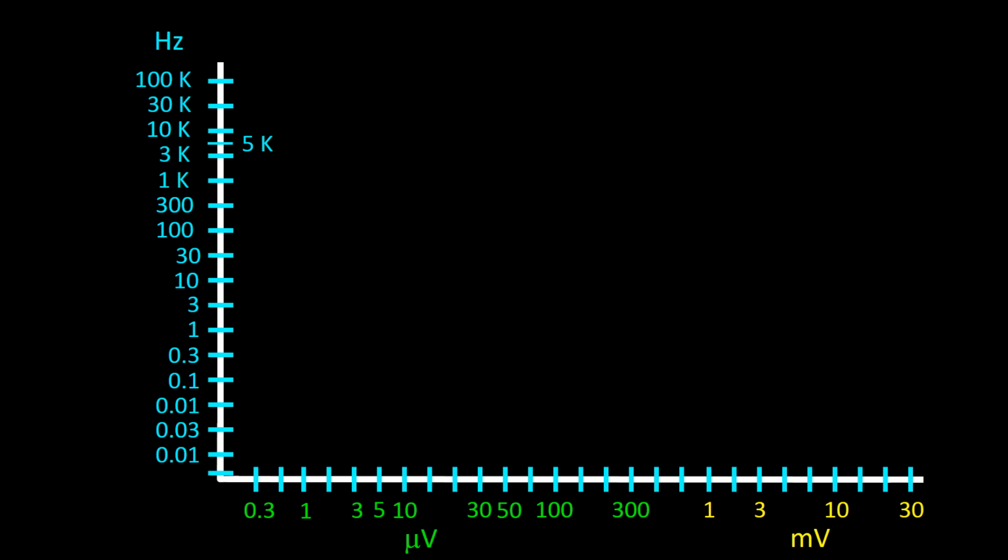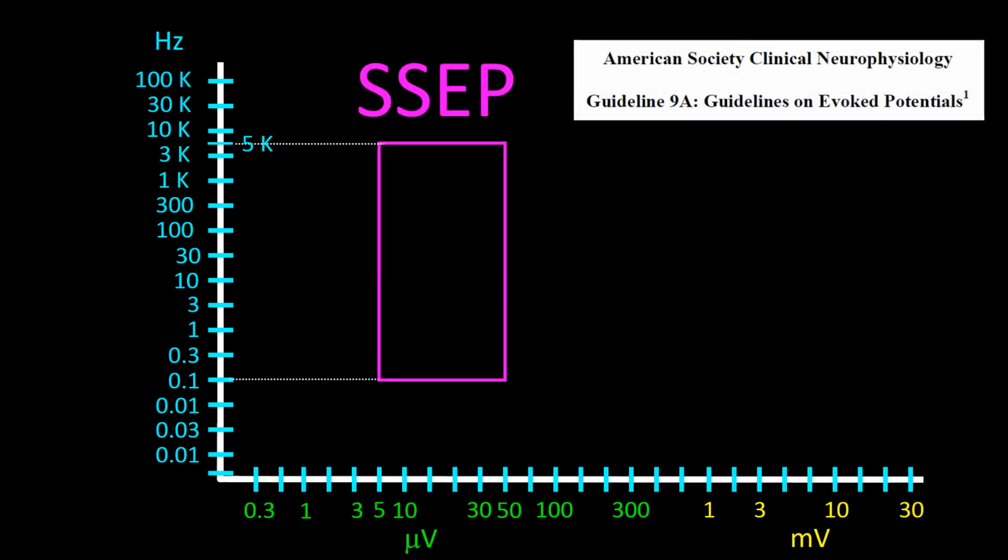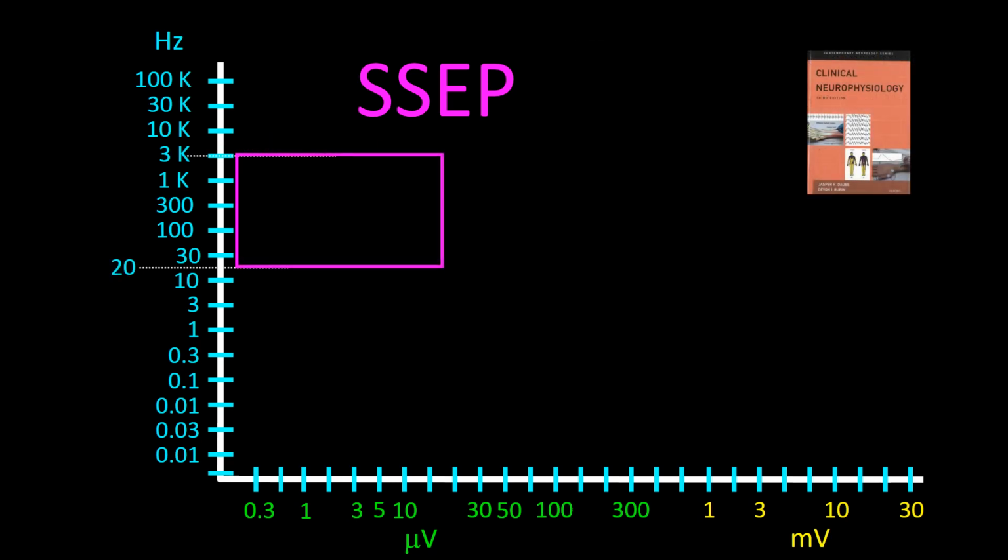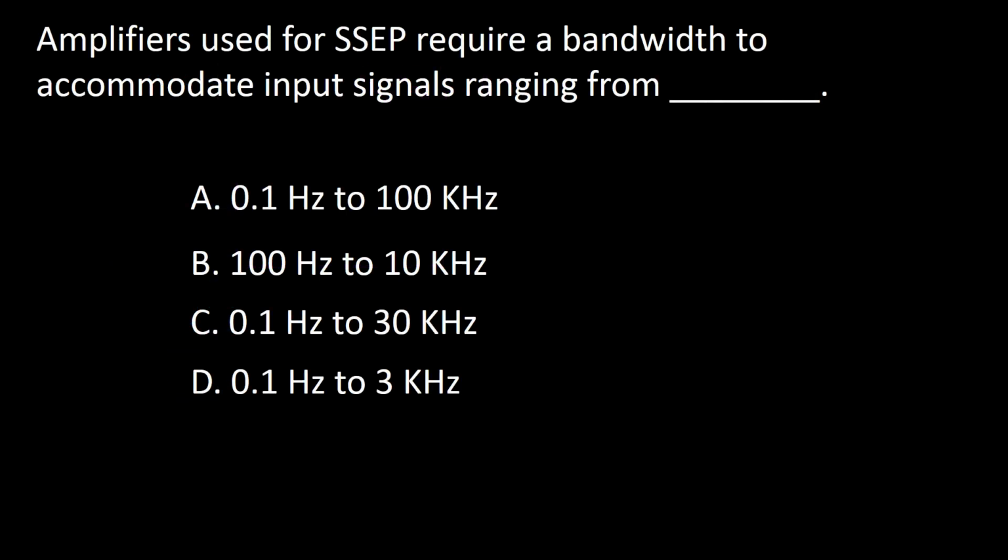This is the same chart that I have just used to answer the last question. The bandwidth suggested by the Academy that needs accommodation includes frequencies from 0.1 Hz to 5000 Hz. It is understood that the implication is that this wave will be reduced by less than 30% of its amplitude. Jasper Clinical Neurophysiology suggests a narrower bandpass of 20 Hz to 3 kHz. So the answer to this question is D.